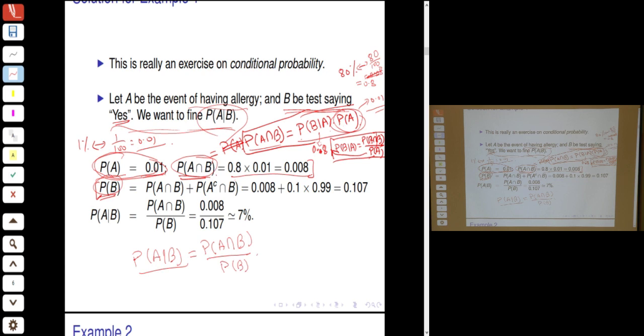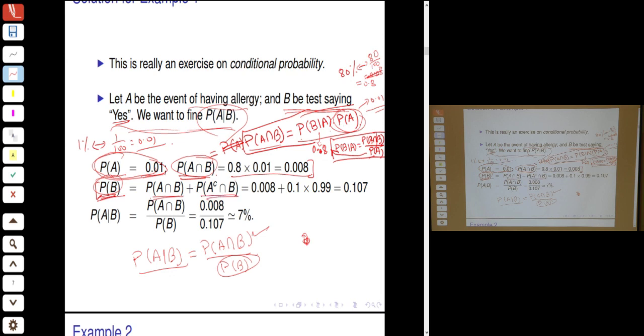So, what is this probability? So, let us, so this we have already calculated, we want to find probability of B. So, what is probability of B? Probability of B is, you can decompose it in terms of whether A occurs or whether A does not occur.